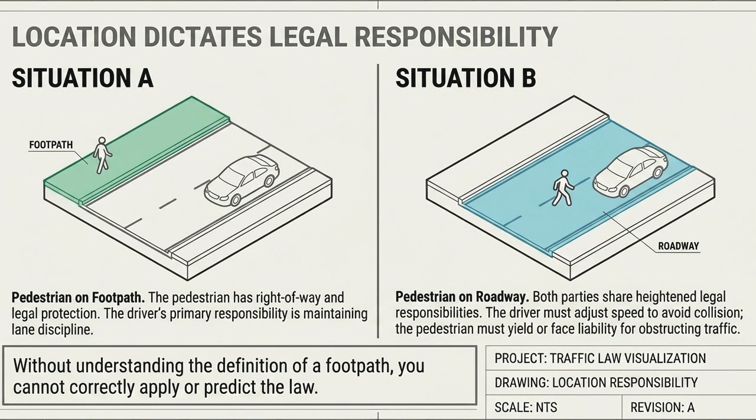Let's use our new X-ray vision to contrast two quick scenarios. In situation A, we have a pedestrian on the footpath. They are in their intended zone, they have the right-of-way and full legal protection. The driver's only real job there is maintaining lane discipline. But look at situation B, a pedestrian on the active roadway. Now they are outside their intended zone, which means both parties share heightened legal responsibilities. The driver has to adjust their speed, sure, but the pedestrian must yield or face liability for obstructing traffic.